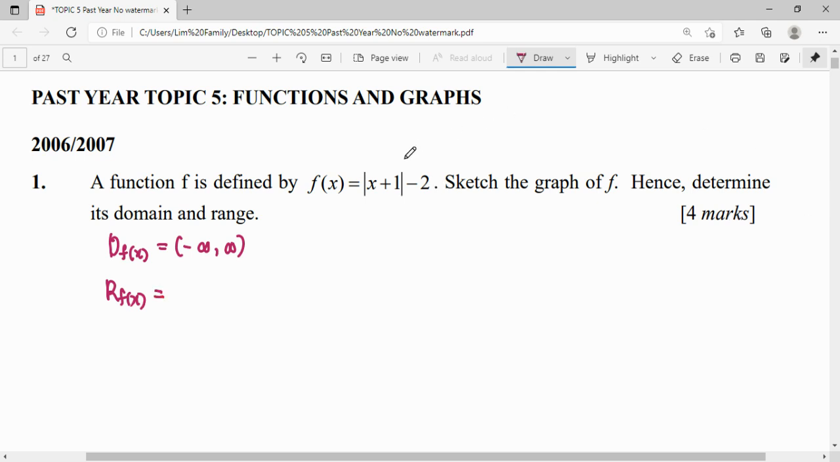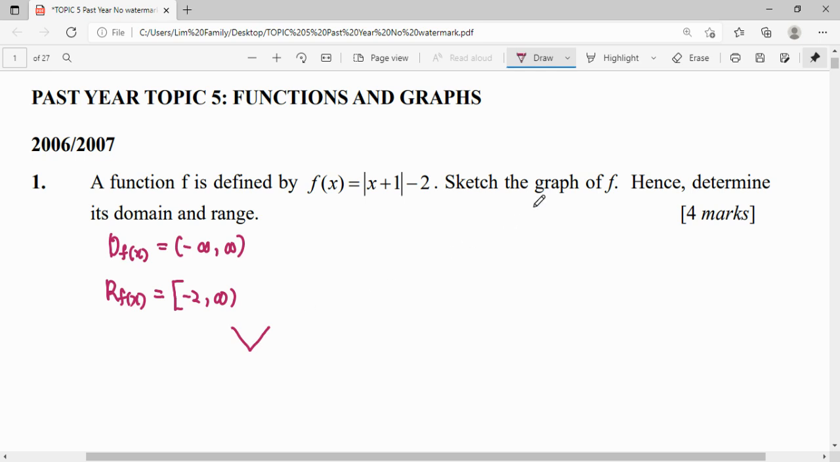So for range, yes, our modulus function is our special case that we need to see it clearly. When we close this modulus characteristic, we can see outside here we have a negative 2. And this modulus is positive, so negative 2 to infinity. So this minimum point is included. So our range here, negative 2 to infinity, means our V shape is going up.